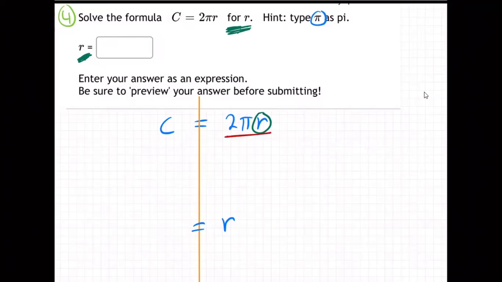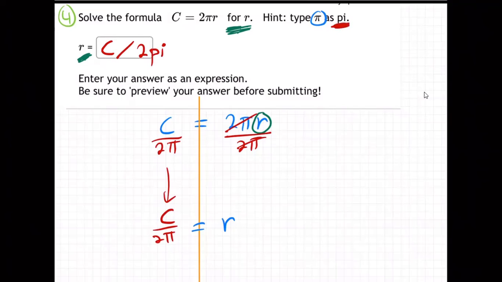So we get rid of that 2 pi by dividing. Do it both at once, both sides. And then the 2 pi's cancel, and r's alone. It is C over 2 pi. That's all you got to do, just that one step. Now, when you type in your answer, you can type in C and do the divide, or you can do the fraction bar, and then type 2 and type the word pi, as they say right here, and it'll make a pi symbol for you.